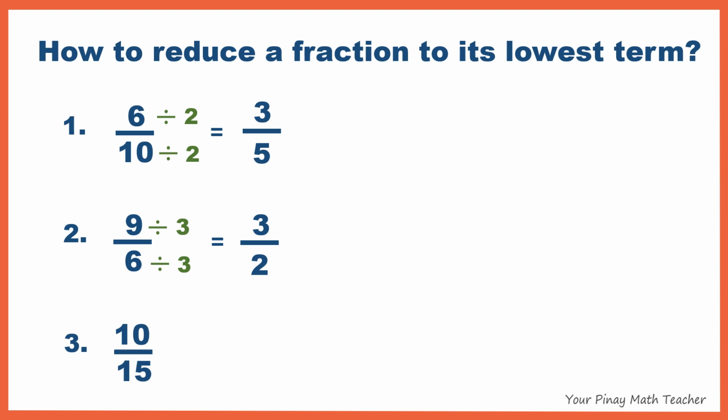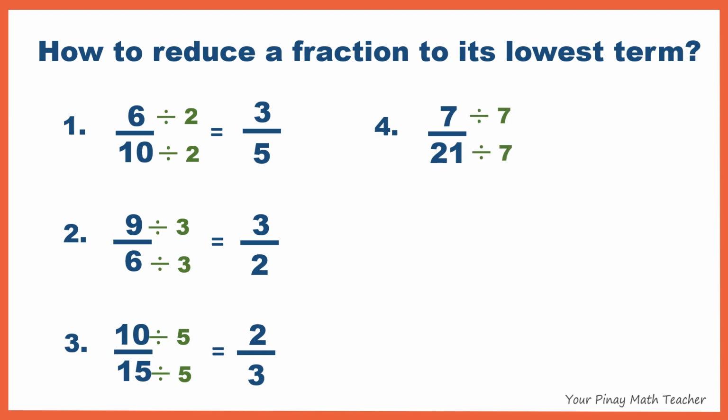Number 3, 10/15. Please take note that if the number ends in 0 or 5, you can divide both by 5. So the lowest term of 10/15 is 2/3.